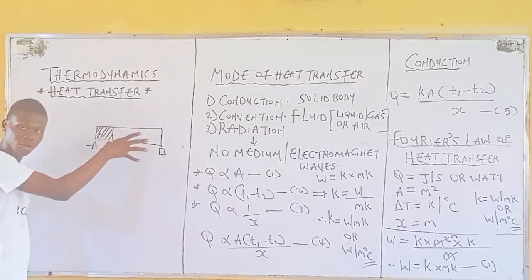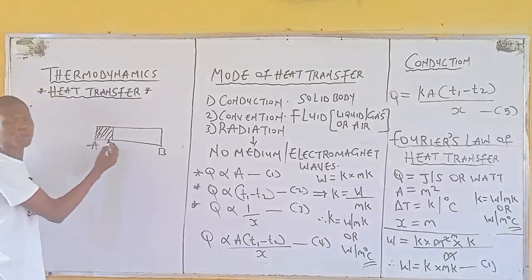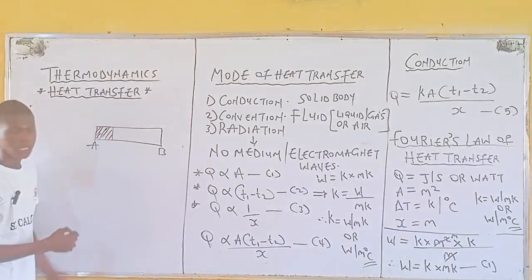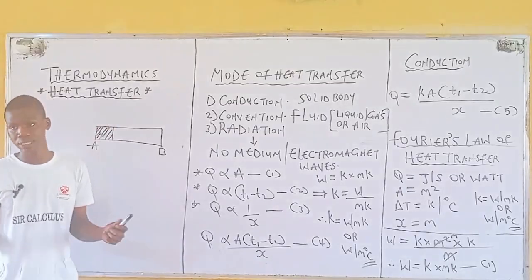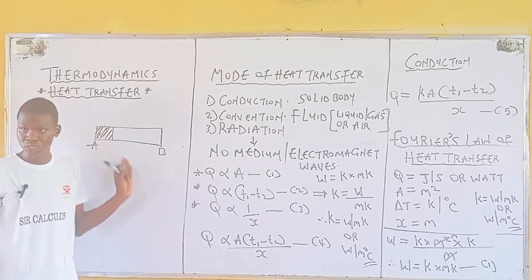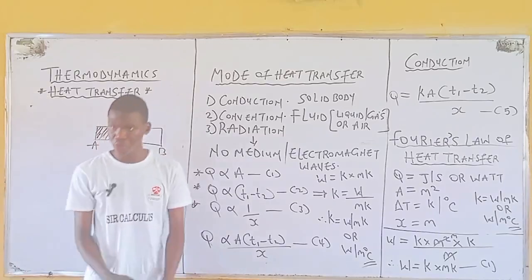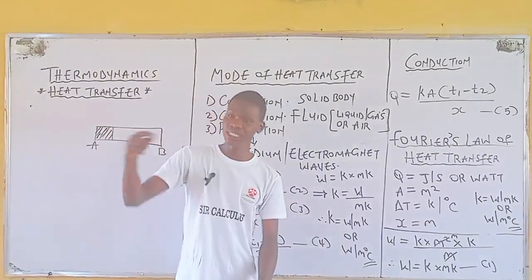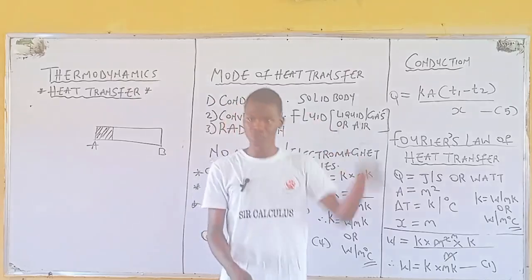Let's say you have this metal rod, this is A, this is B. Portion A has been heated, and portion B has not been heated. But you agree with me that for some while, this portion B is going to be heated, true or false? That's what conduction means. You want to transfer heat from a substance to that same substance.